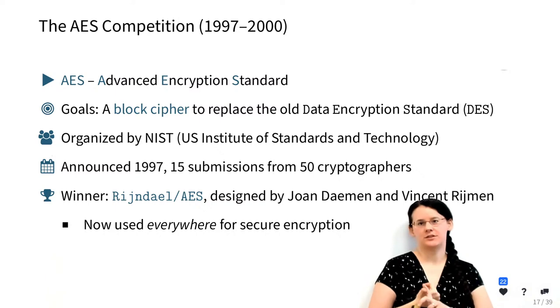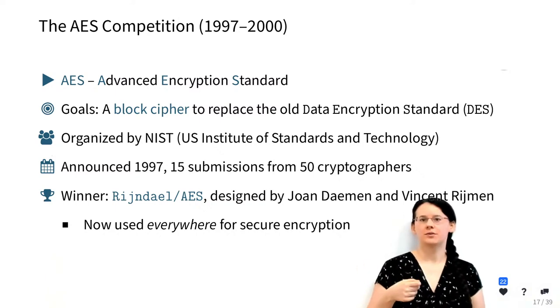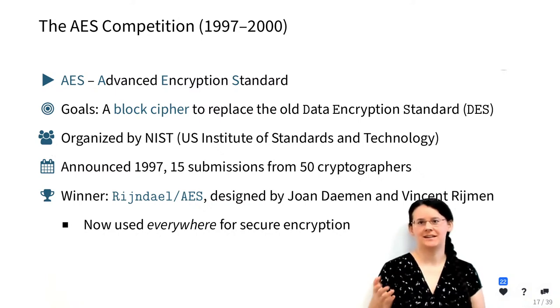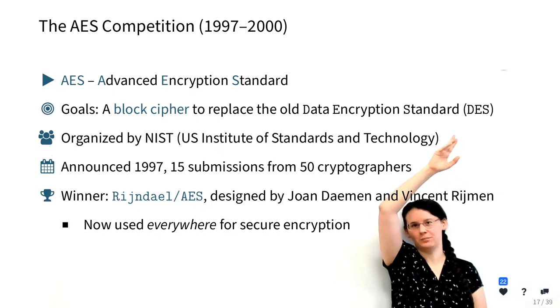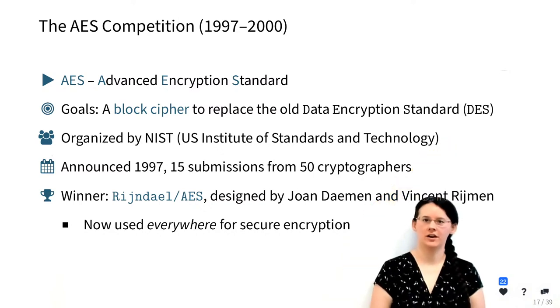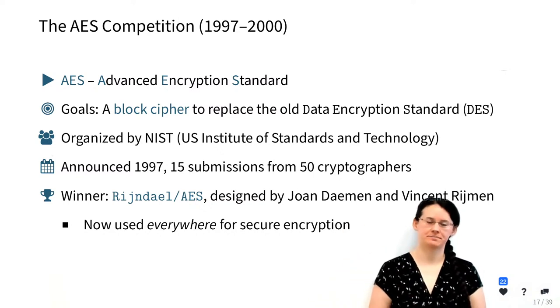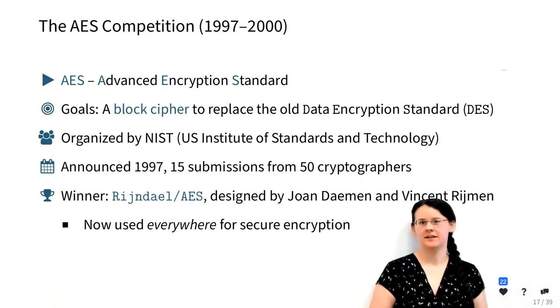Stronger meaning both that they supported larger keys and larger message blocks, but also that they used the knowledge that has been gained since the DES was designed, which was in the early 70s. So of course a lot has happened between the 70s and 1997, a lot of learning in cryptanalytic knowledge. So all of this was poured into the new designs, ending up in a total of 15 cipher designs from 50 cryptographers around the world.